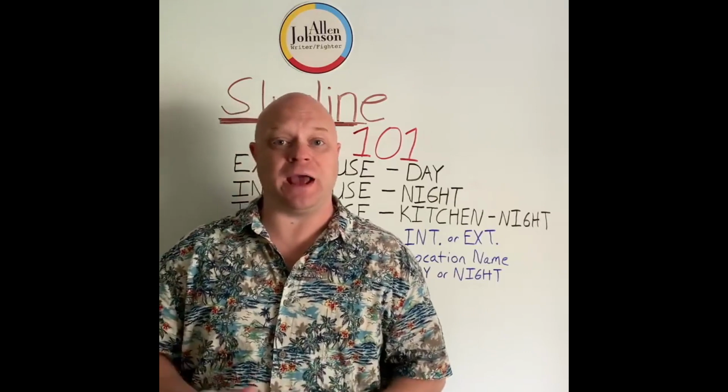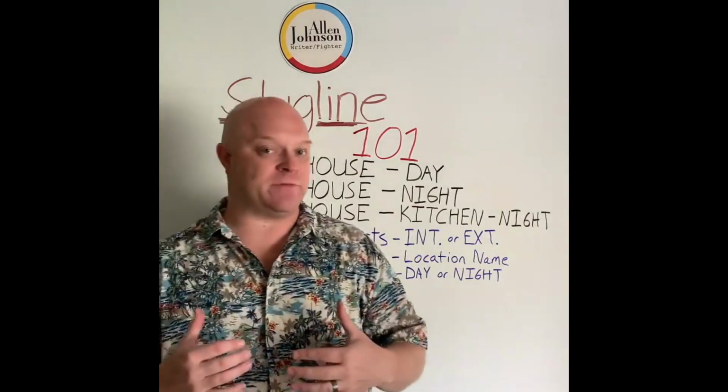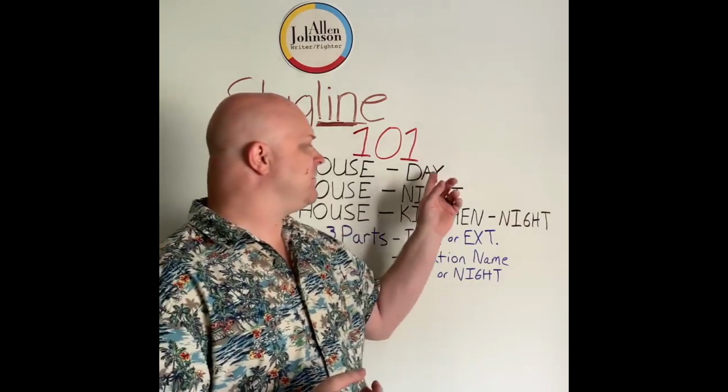They're always written in all caps, and they're comprised of three different parts. You have the interior or exterior, whether it's inside or outside of a location. You have the location name itself, and then you have the day or night. What time of day does it occur? And there's some specifics with each of those that we're going to be going over in a minute.